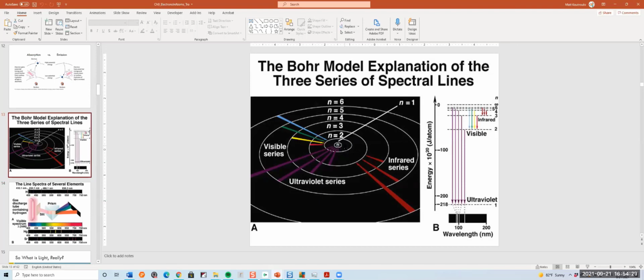And electrons do, in fact, jump from lower shells to higher ones when they absorb energy. That's called excitation. And when the electrons go back to their home shell, that is called emission, or they emit a photon of light. And that photon of light is what you're seeing in the spectrum.